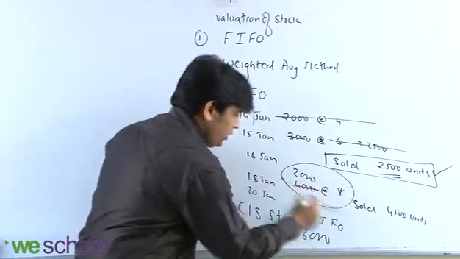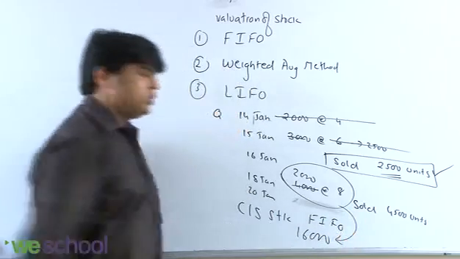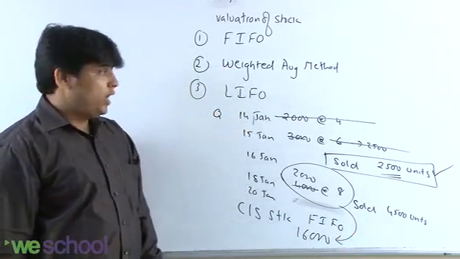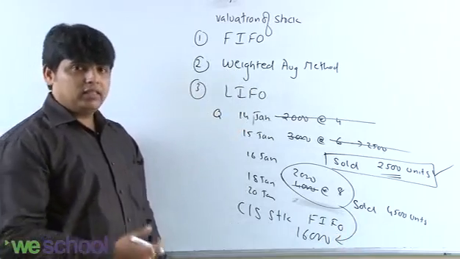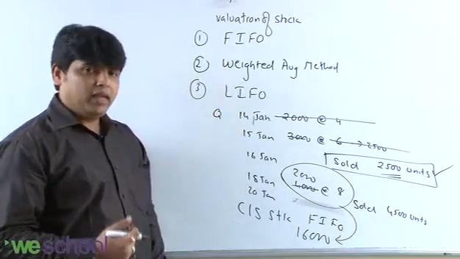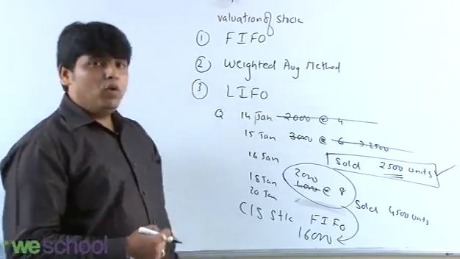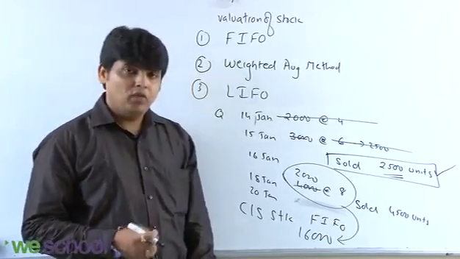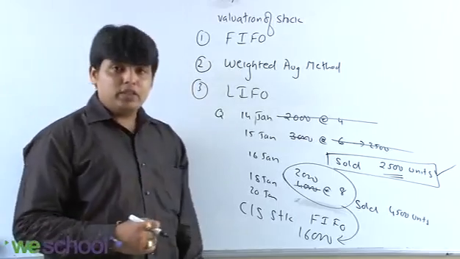2000 into 8, that gives me 16,000. So now I think you are liking this sum session effectively. That's great. That is my achievement. Thank you very much. We'll move on to the next part of this chapter, that is weighted average method.